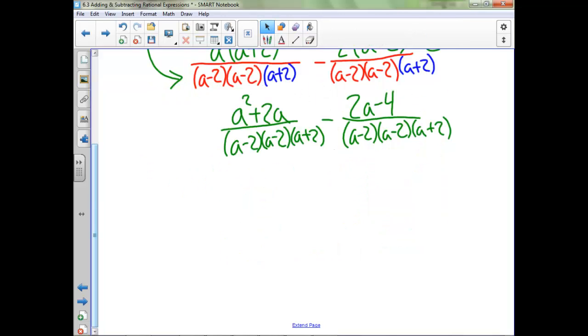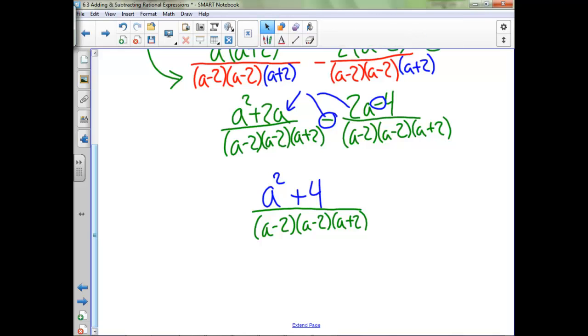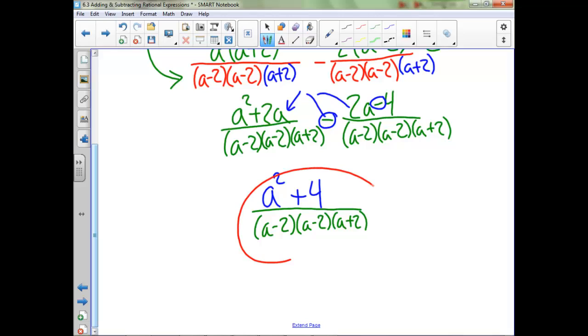So now combining our like terms, our denominator will stay, and now our numerator will become a squared. Then we have a 2a minus a 2a, so those will cancel. And then we have a minus a negative, so it'll be plus 4. And now notice our numerator is two squares being added together, not subtracted, so we can't factor. So we are left with this.